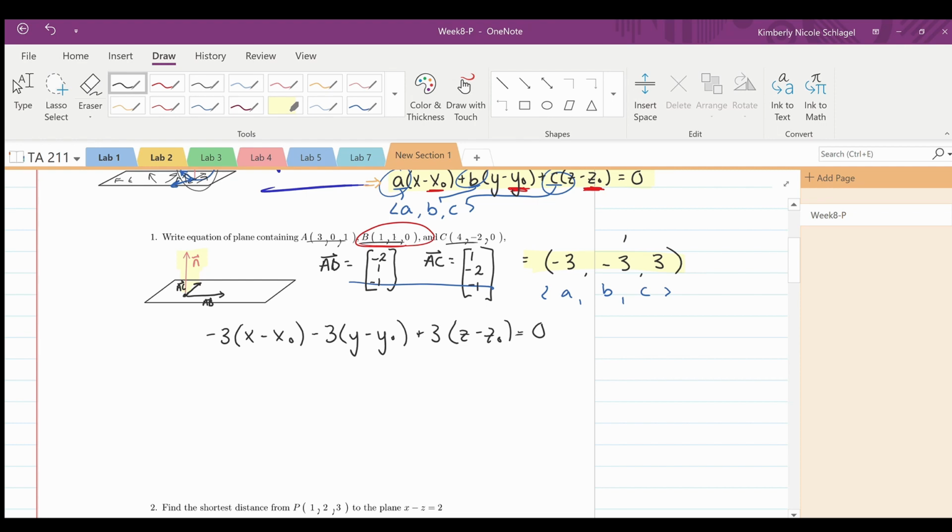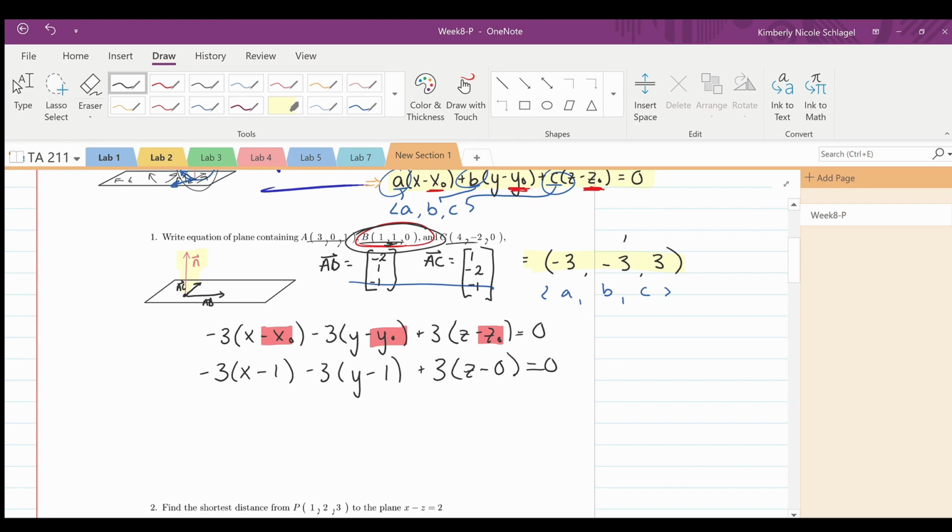Like I said, I'm going to pick this point because it's really easy. So I'm going to be putting it into this spot right here, this spot right here, and this spot right here. The x value for this point is 1, so I'm going to say x minus 1. The y value for this one is also 1, so I'm going to say y minus 1, plus 3 times (z minus 0) equals 0.